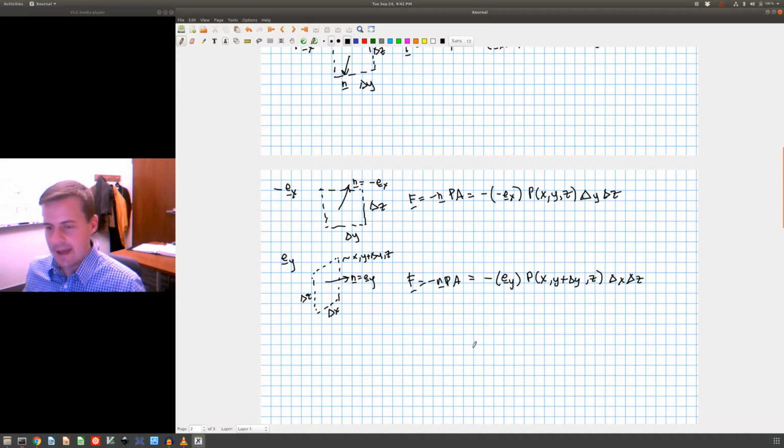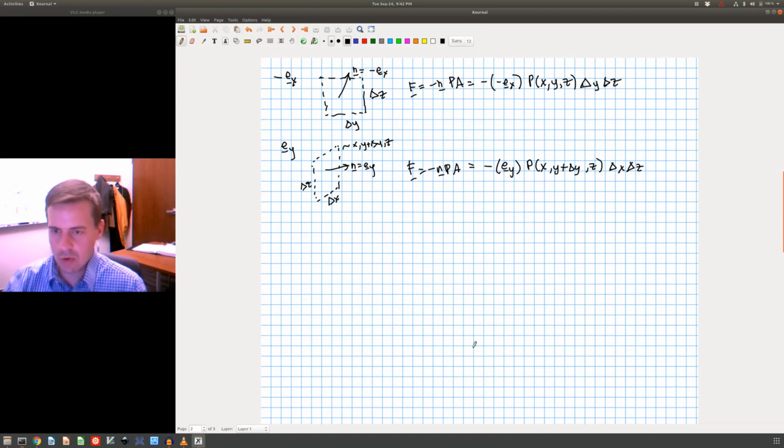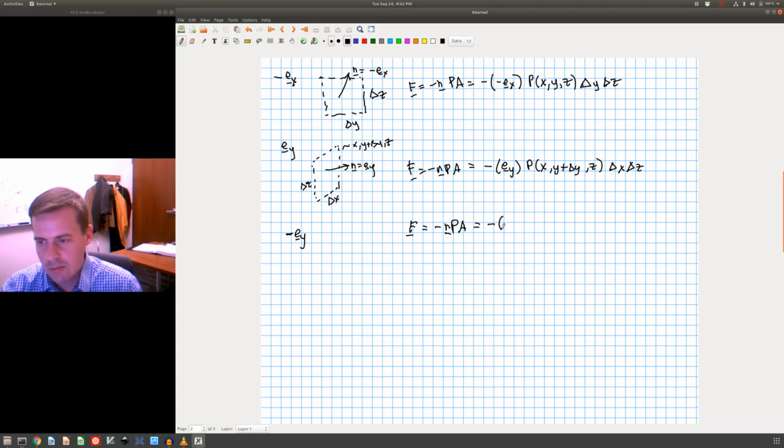Okay? And now I'm going to write more quickly. The minus e_y follows a similar pattern. So if I write down minus e_y without drawing it, I'm going to get the force is minus n p A, which is minus e_y p(x, y, z) delta x delta z.